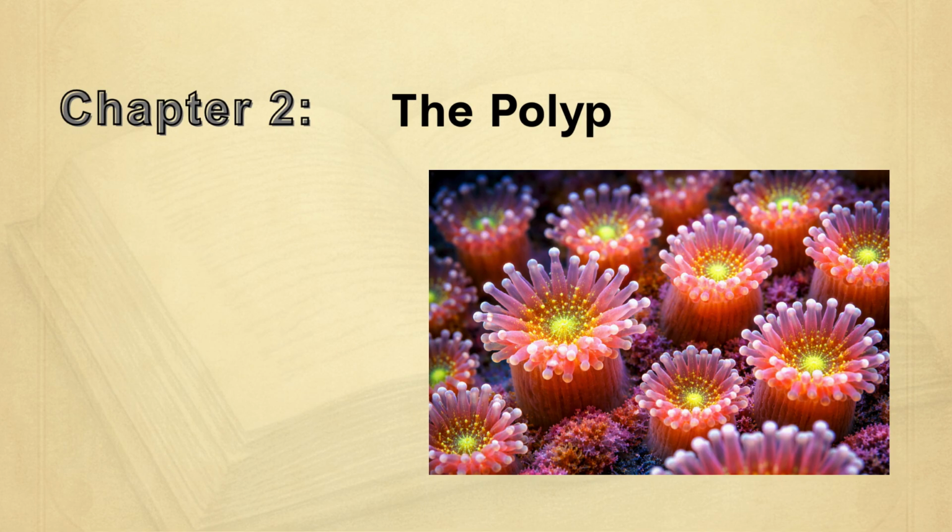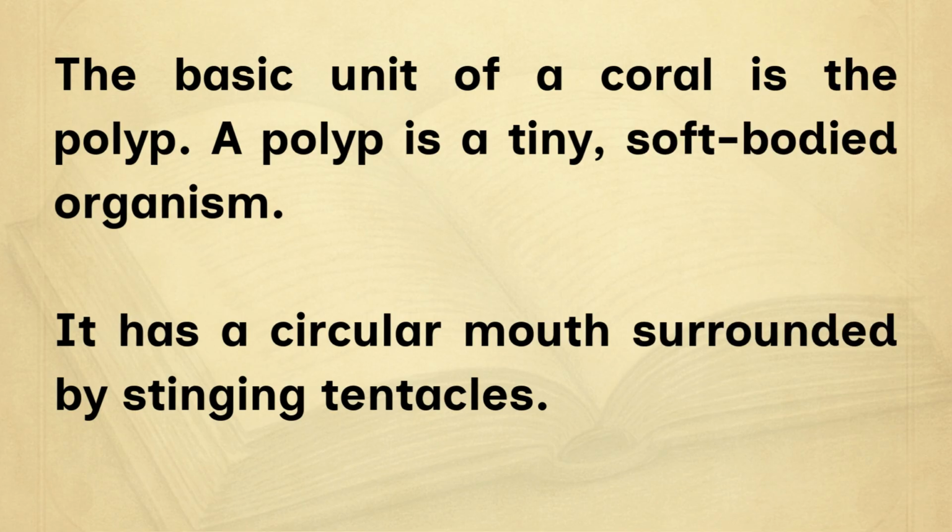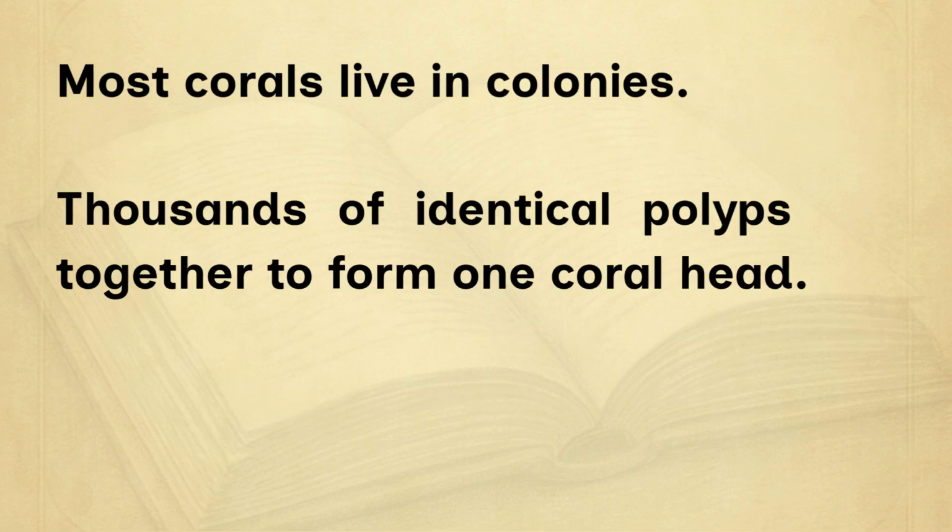Chapter 2. The polyp. The basic unit of a coral is the polyp. A polyp is a tiny, soft-bodied organism. It has a circular mouth surrounded by stinging tentacles. Most corals live in colonies. Thousands of identical polyps live together to form one coral head.